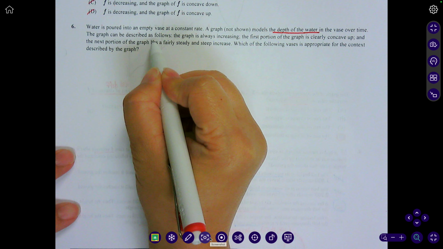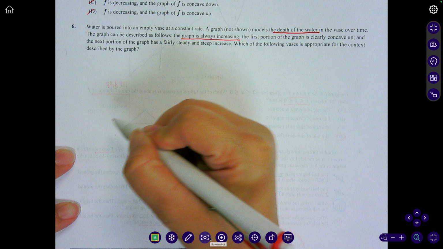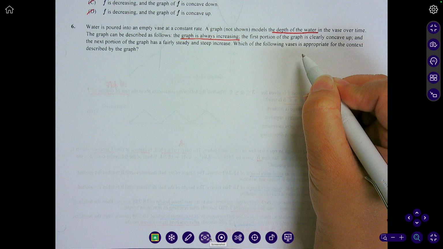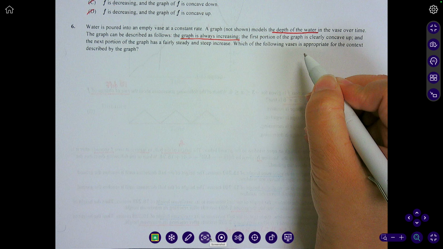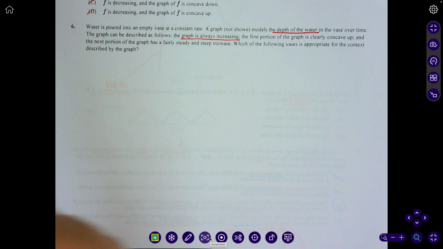The graph can be described as follows. The graph is always increasing. That means your function is always going to go up. Now, that's understandable because when you pour water into a vase, the height of the water is always going to keep going up. You guys see that? Because it's not leaking out, right? So it's always going to go up.